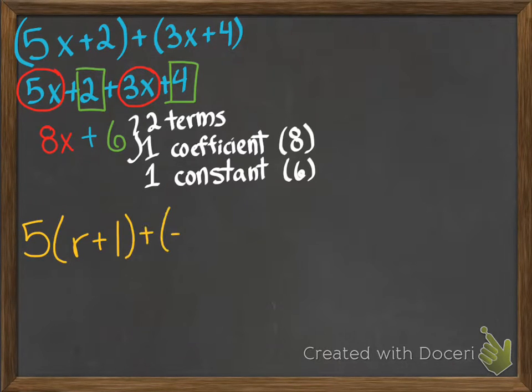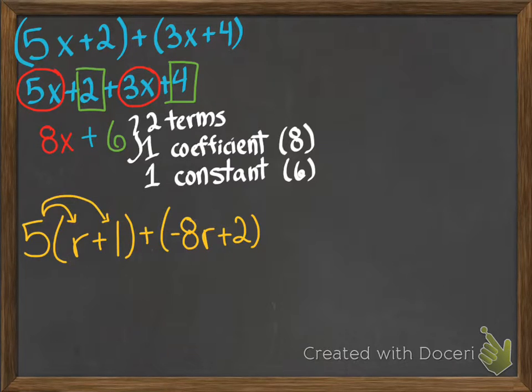All right. Another example. 5 times the quantity r plus 1 plus the quantity negative 8r plus 2. So we have some stuff we need to do beforehand. We can't just get rid of those parentheses because then that'll just give me 5r plus 5, which isn't what we're looking for. We have to distribute that 5 because it's 5 times the quantity r plus 1.